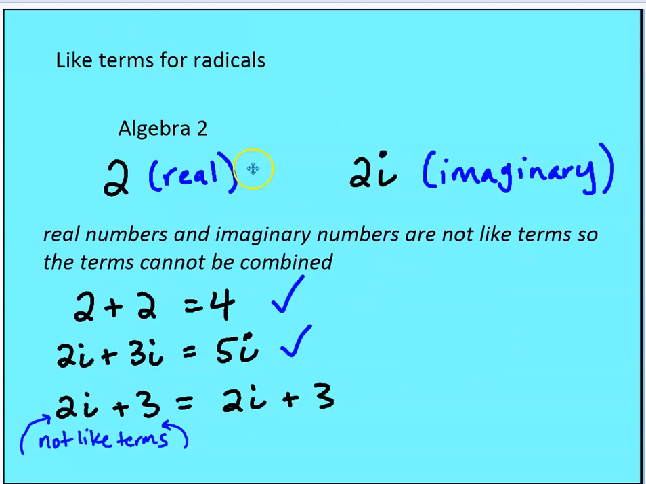All right, so real and imaginary. Real and imaginary numbers are not like terms, so these terms cannot be combined. Of course, I can add 2 and 2. That's equal to 4. I can add 2i and 3i because those are two imaginary numbers that are like terms. 2i plus 3i gives me 5i. But 2i plus 3 I cannot simplify because they're not like terms.